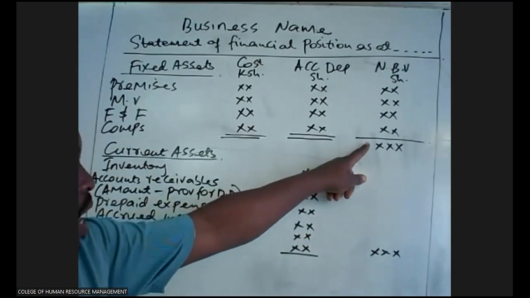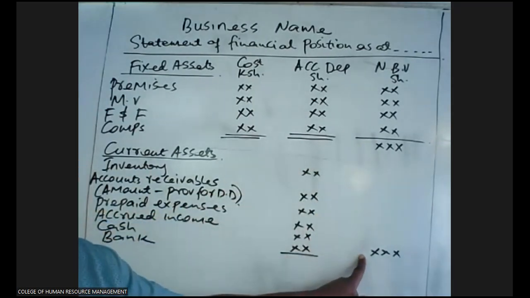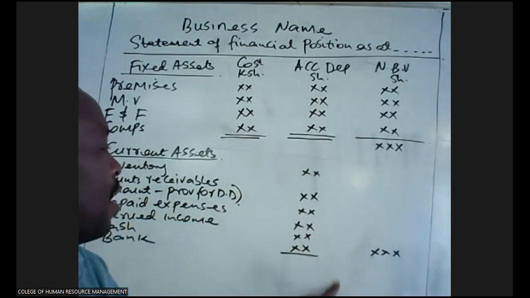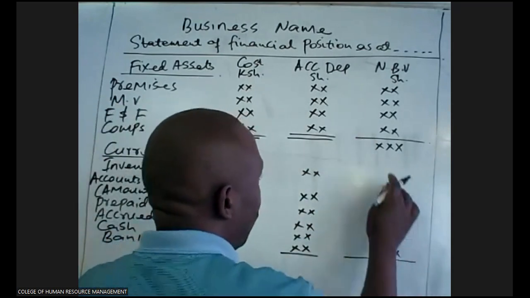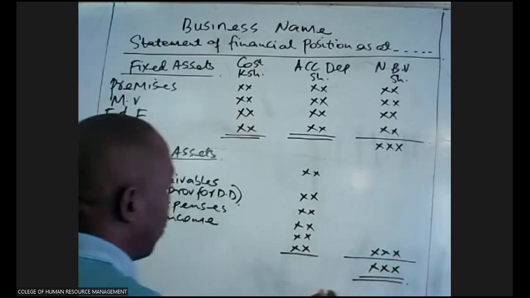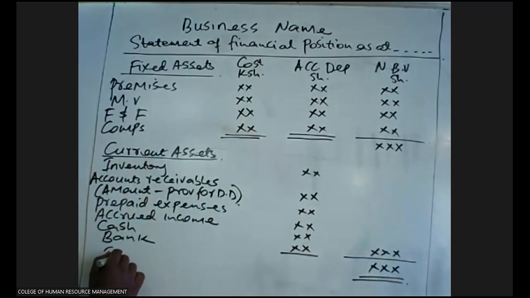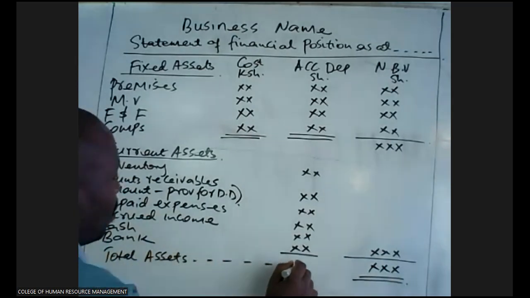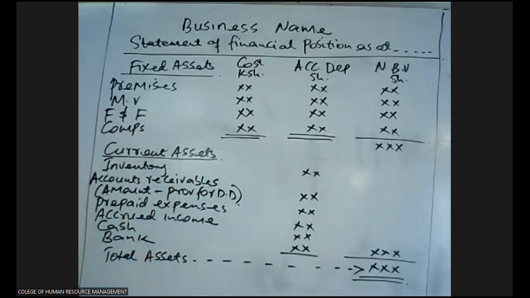So the net book value and the total of the current assets, they should be in the same line so that you can add them, this plus this, you get a figure there, which we call the total assets. The total assets. That is the figure there. The total value of assets in that financial year.